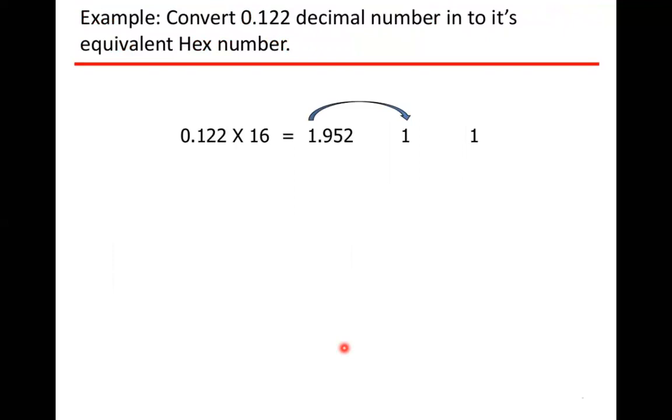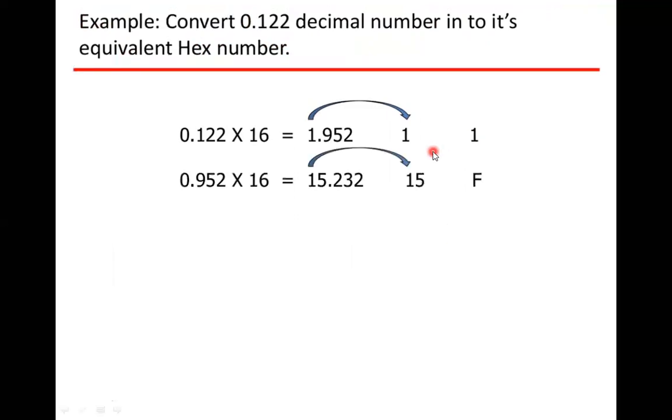So multiply by 16, you will get 1.952, and 1, just collect over here. I'll explain why we have written this one later. Again, multiply by 16, you get 15.23. So 15 is written over here. This 15, earlier I told you, stands for F.